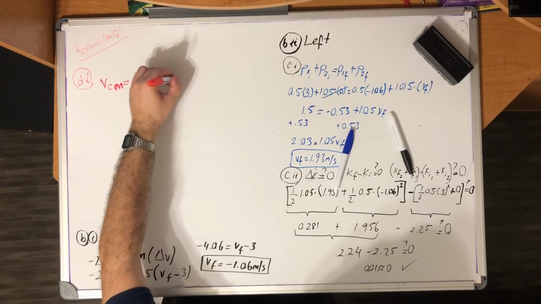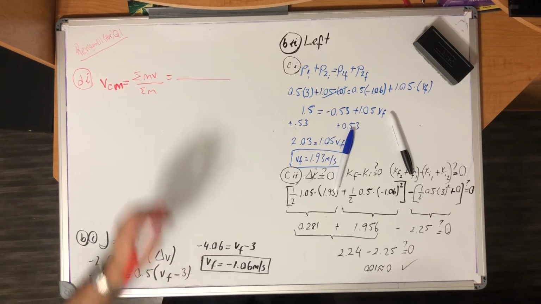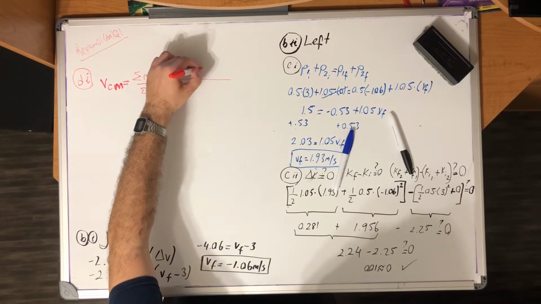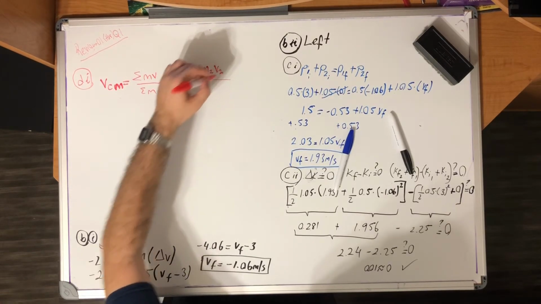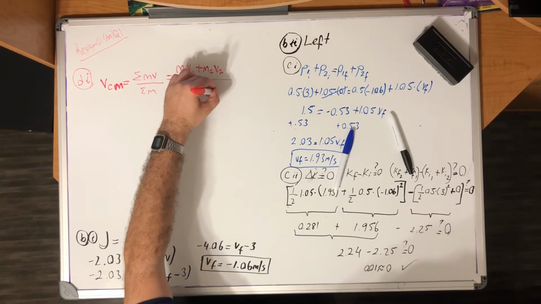So which part are we going to look at, before or after the collision? To be honest, it doesn't change the result. Both will give you the same result, but I'm going to use the one before the collision. So it's m1v1 plus m2v2, and total mass is m1 plus m2.